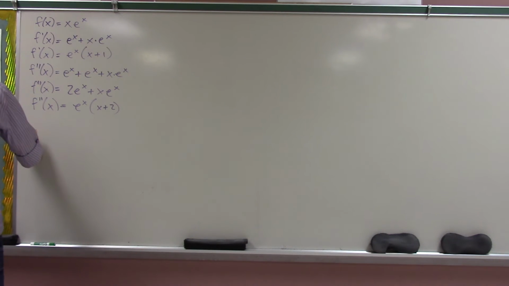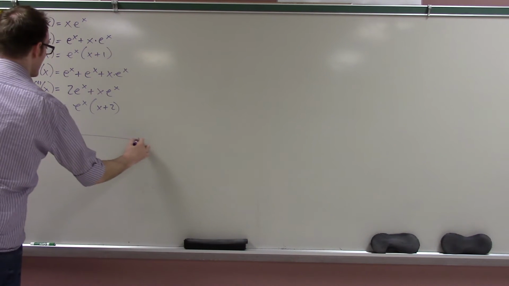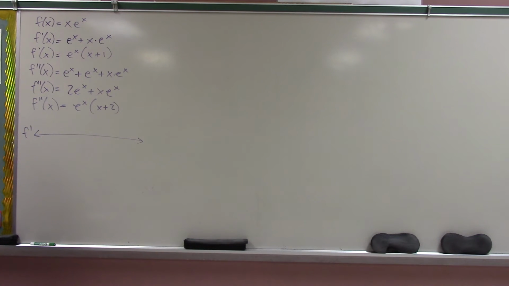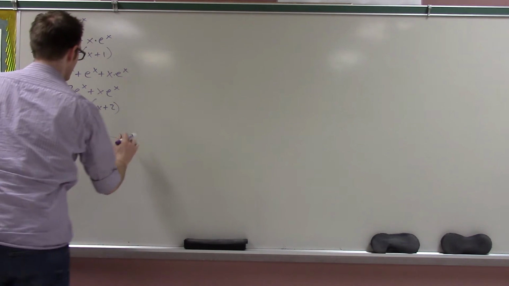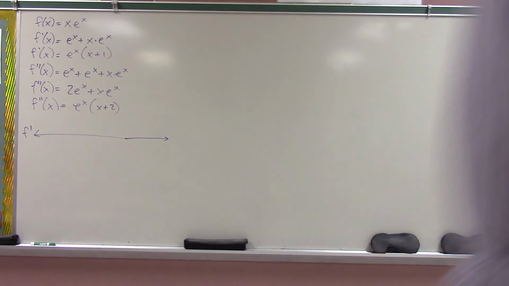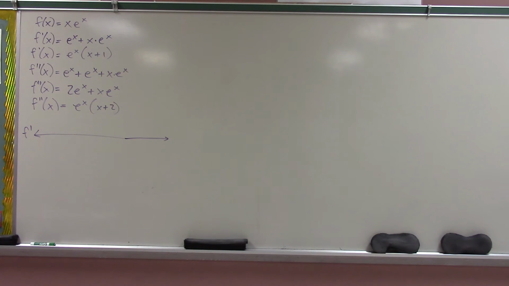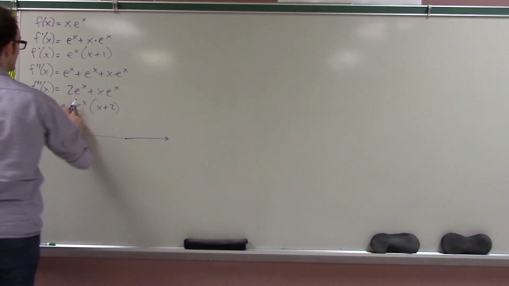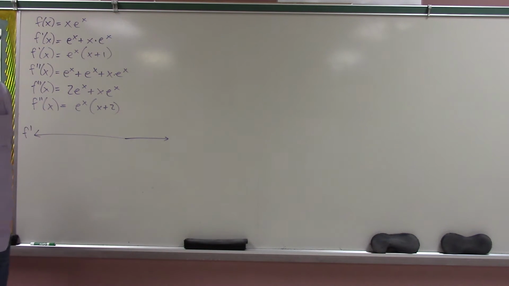Okay, so I can make my sign chart for f prime. Actually, let's just graph this whole thing. I think we should do that. So let's make my sign chart for f prime. So we're going to graph this whole thing. I did this problem, I realize now, in fourth period only. So if you're in fourth period, we did this already. The other periods, keep watching.